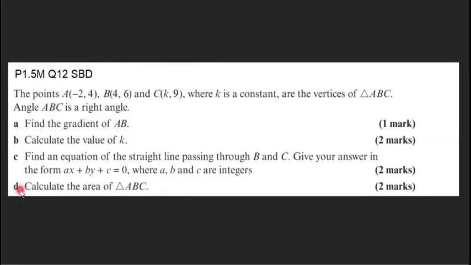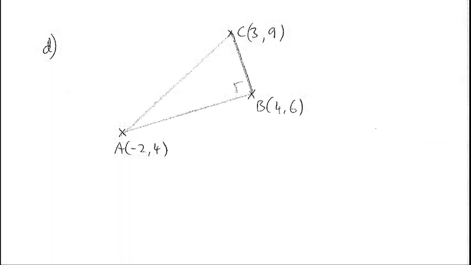In part D, we need to calculate the area of ABC. So first sketch a diagram. That should give you some idea of what you're actually trying to do. The area of a triangle is the base times the height divided by 2. And the base in this case is from A to B, and the height is from B to C.